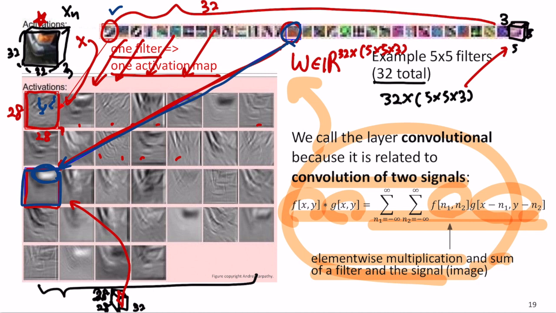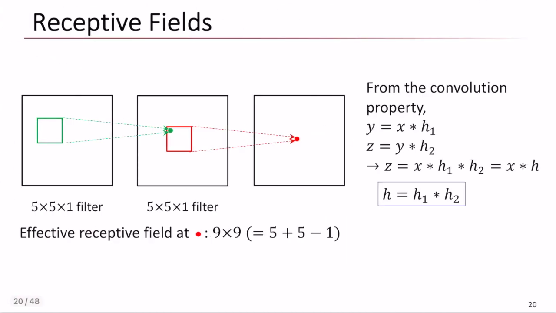So anyway, to understand the convolution further, we have to discuss the receptive field. What does it mean?